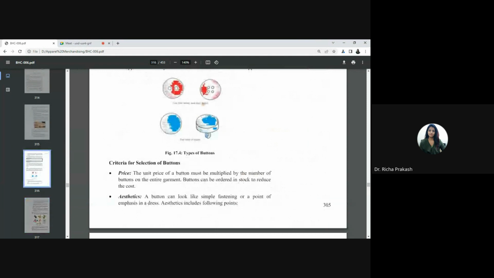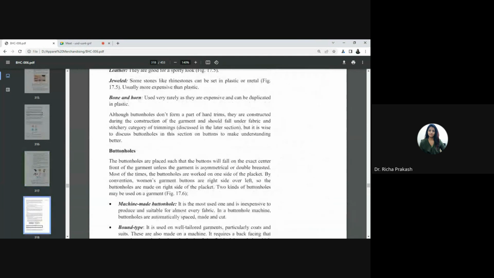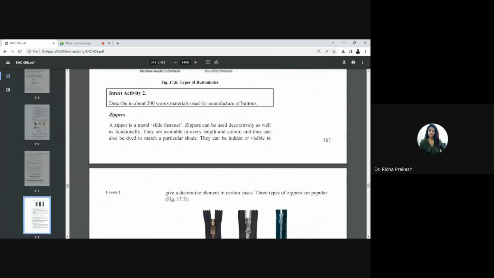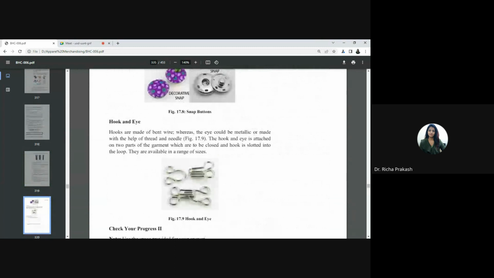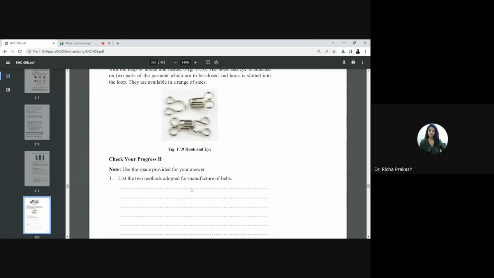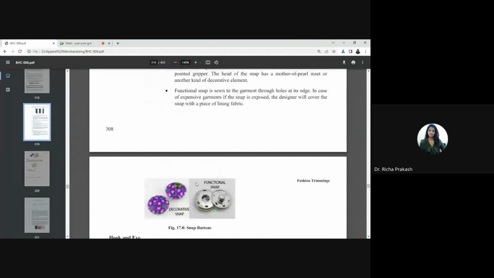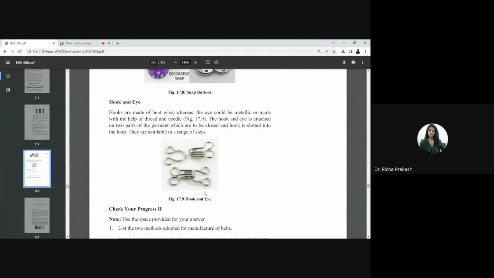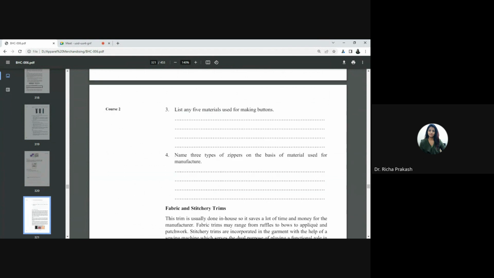Different types of trims, buttons and types of buttons are there. Just go through them. Buttonholes and then zippers, and different types of zippers are there. Invisible, visible zippers, hook and eye are there. These are all trimmings. Hook and eyes, they come under the category of fasteners as well, because they fasten something. They join two things, they fasten. But of course, it's a part of trimming again.